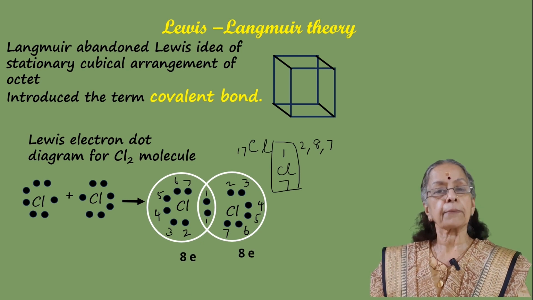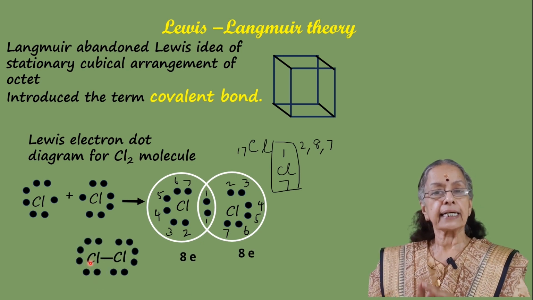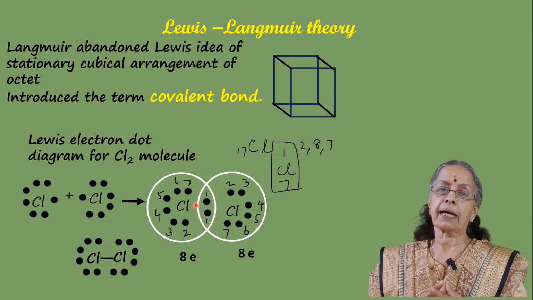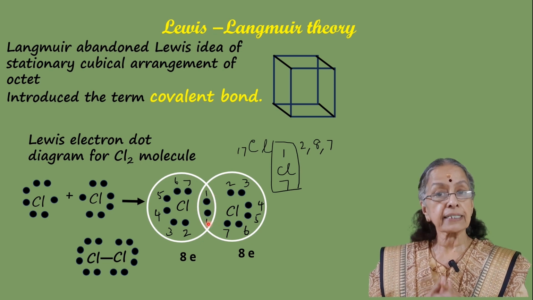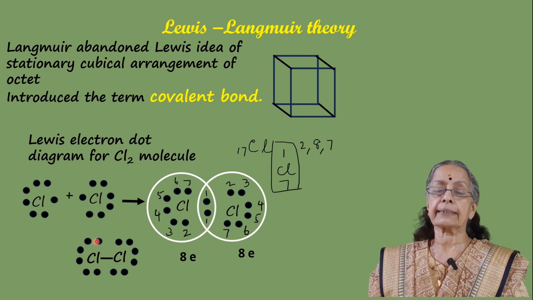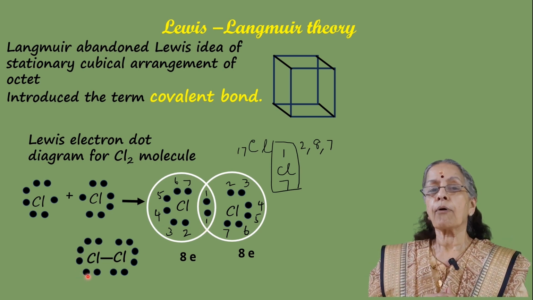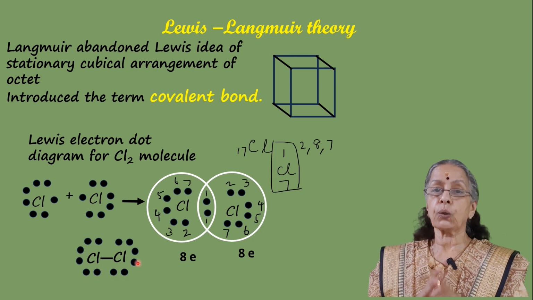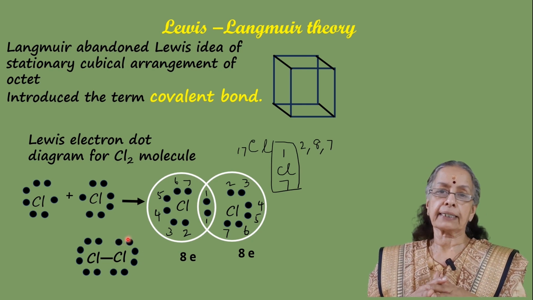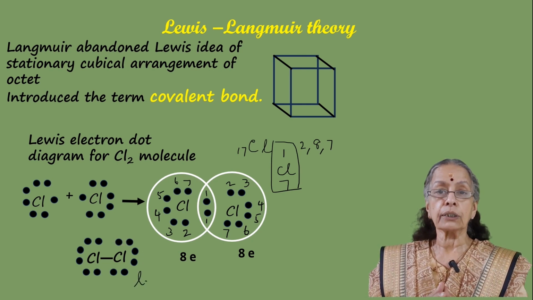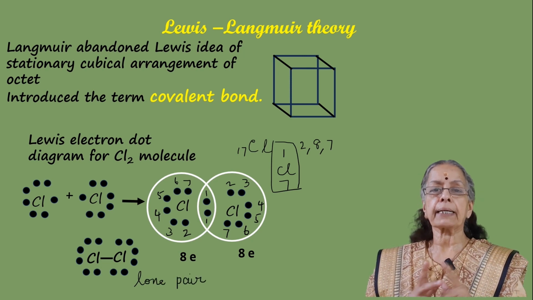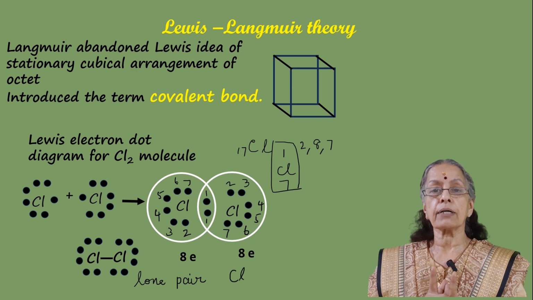It can also be represented like this. Chlorine, single bond, chlorine. The single bond represents the shared pair of electrons. In the case of chlorine molecule, there are 6 electrons in each chlorine atom which do not take part in bond formation. That is, each chlorine atom has 3 pairs of electrons which do not take part in bond formation. They are called lone pairs of electrons. The chlorine molecule can also be represented as Cl single bond Cl.